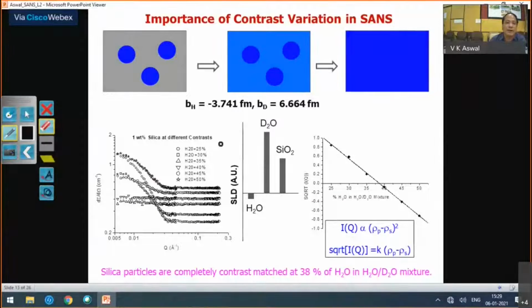So how do you contrast match a particular component in a system? Let's say in this particular slide, I want to contrast match silica nanoparticles which are dispersed in water. They may be visible, as they are seen here. Now slowly what I will do is change the solvent. So the water is suppressed, and at some point they will become invisible. They will be contrast matched to the solvent.